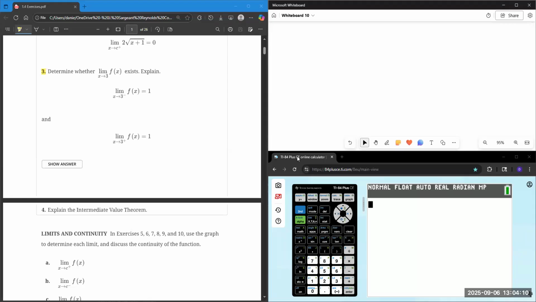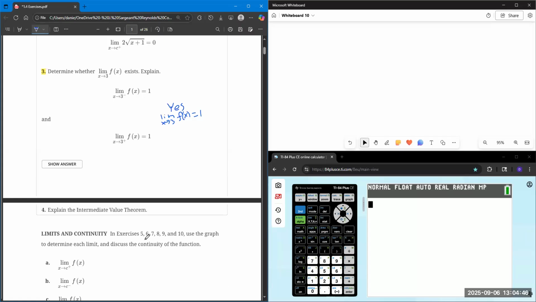The first question is question 3 here: determine whether the limit as x approaches 3 of f of x exists and explain. They tell us that the limit as x approaches 3 from the left of f of x is 1, and the limit as x approaches 3 from the right of f of x is 1. So yes, the limit exists because the limit as x approaches 3 of f of x equals 1, since the limit from the left equals 1 and the limit from the right equals 1.